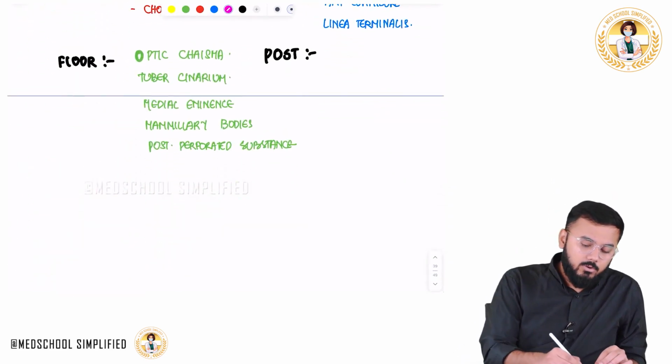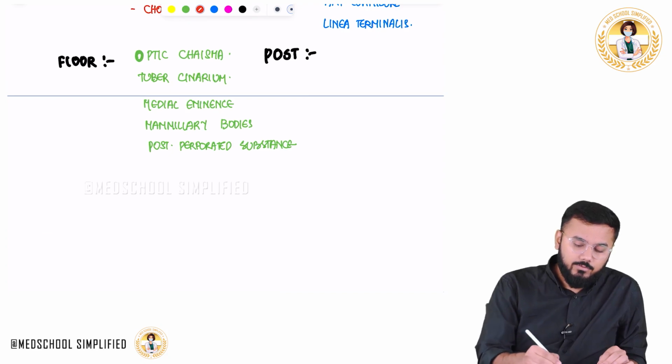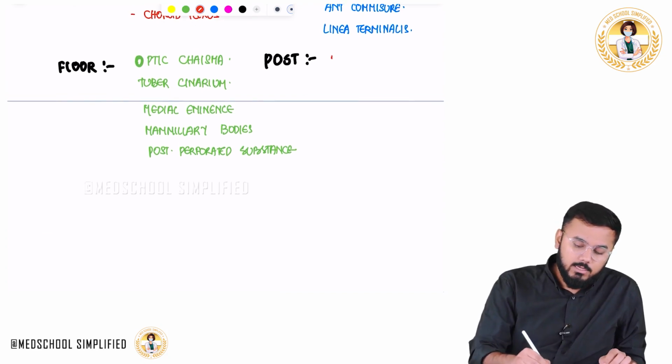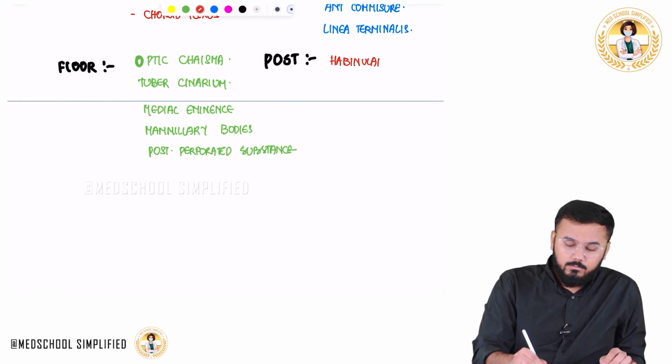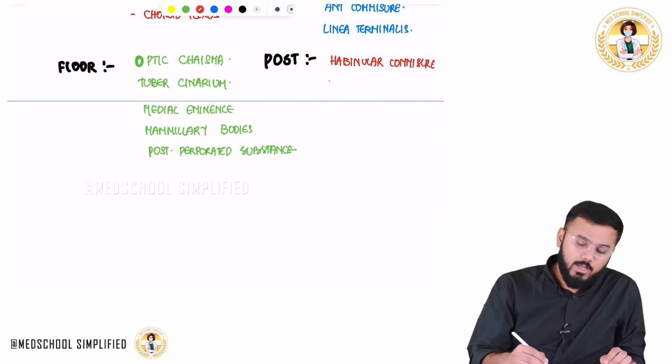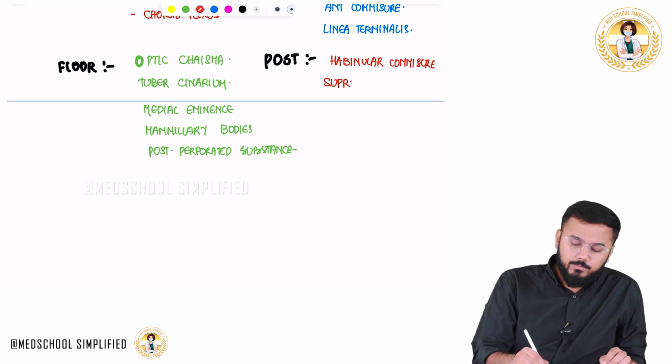Okay, so let us look over here. What are the structures that form the posterior wall of diencephalon? The first important structure, whatever you can see here, is the habenular commissure. So after this habenular commissure, what do you have? You have got suprapineal recess.